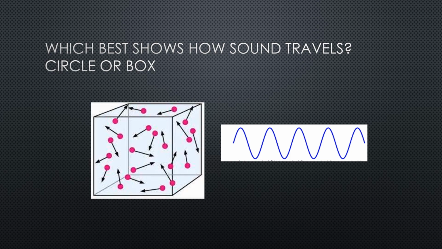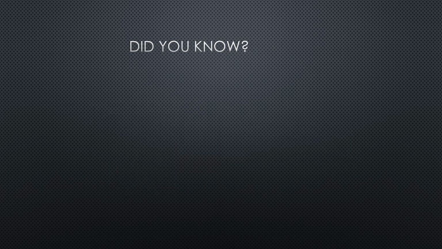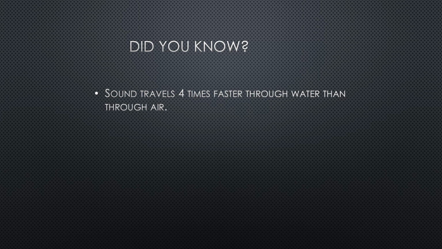Now, if I were to circle one, the best example of how energy travels is the picture to the right, because sound travels in waves. Did you know that sound travels 4 times faster through water than through air? There is no sound in space. So if you were to go out in space right now, you would not hear anything because there's no air, no gas, no solids or liquids, therefore it could not travel.